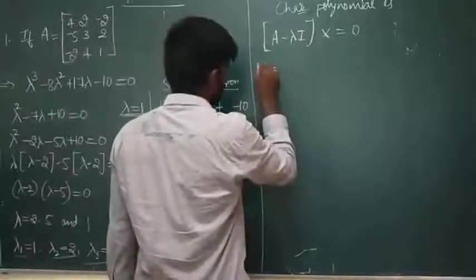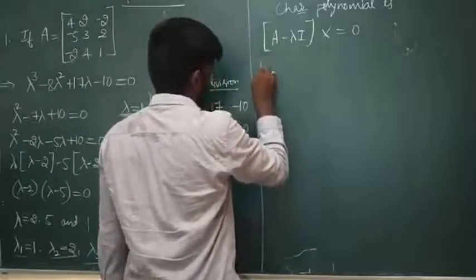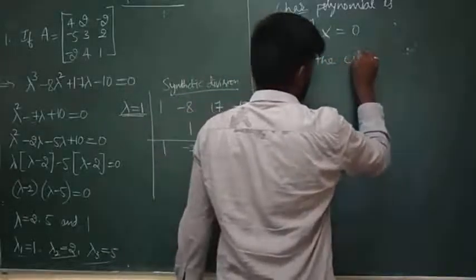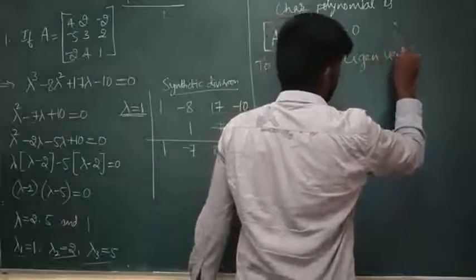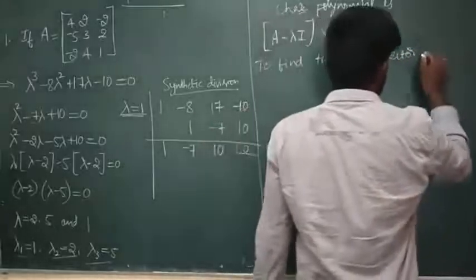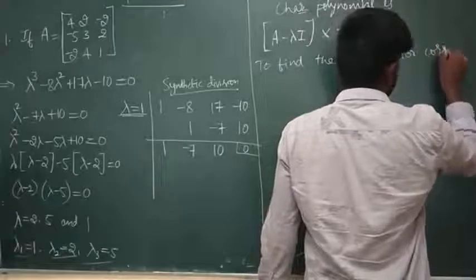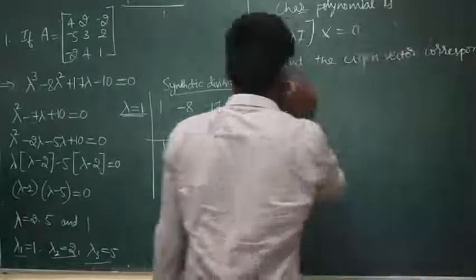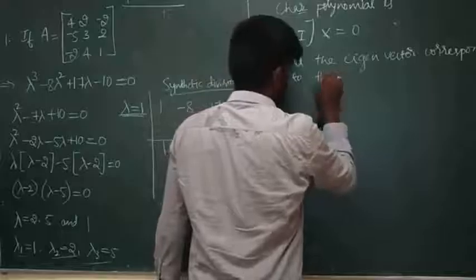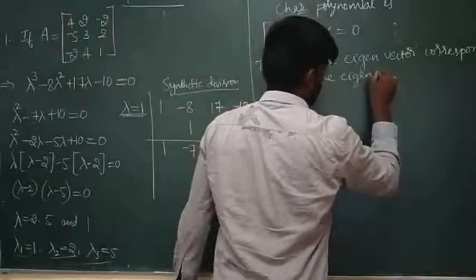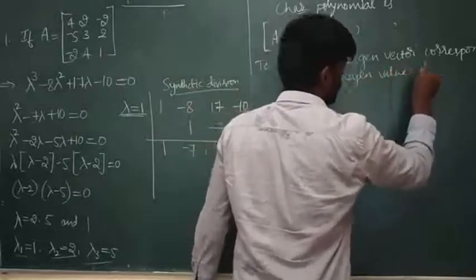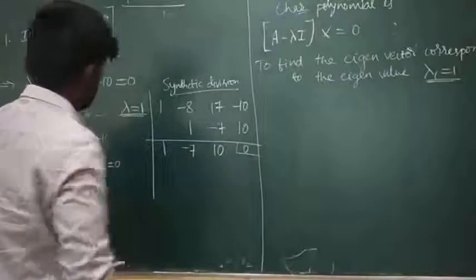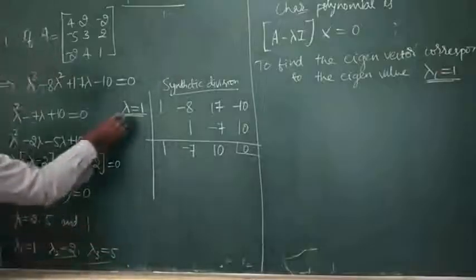Find the eigenvector corresponding to the eigenvalue lambda 1 equal to 1. Therefore, we substitute lambda 1 in place of lambda.